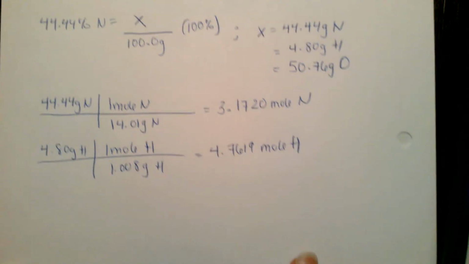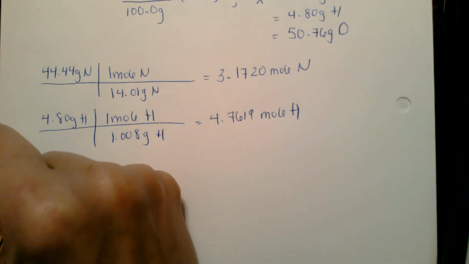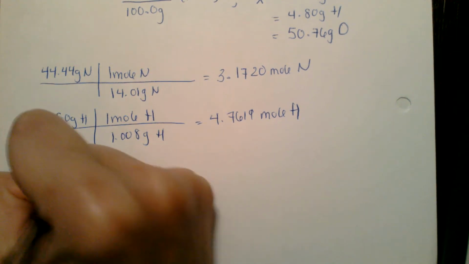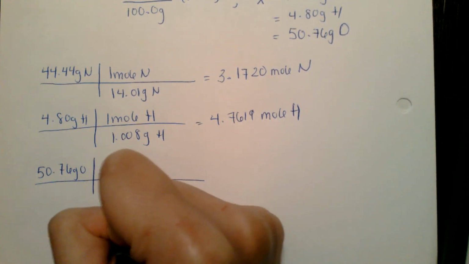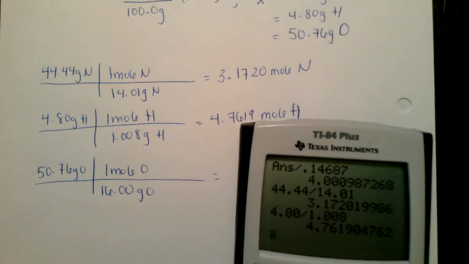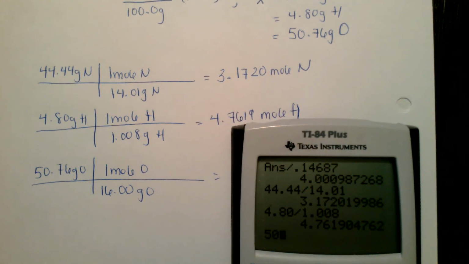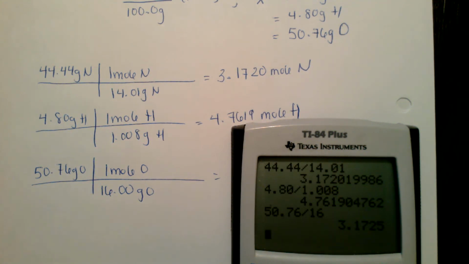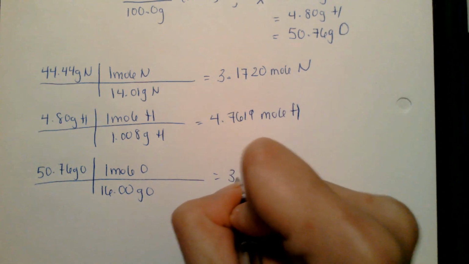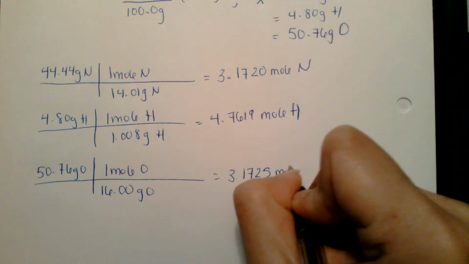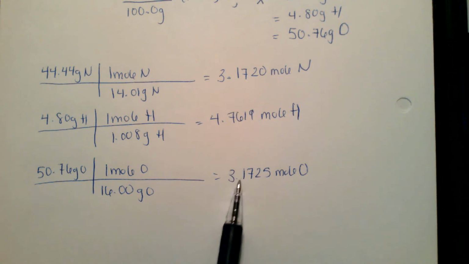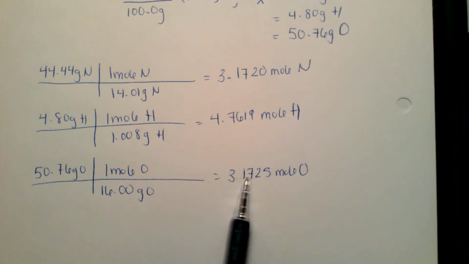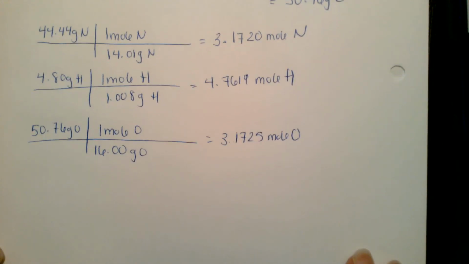And then finally, we can look at our oxygen. We have 50.76 grams of oxygen, 1 mole of oxygen for every 16 grams of oxygen. Okay, so last here, 50.76 divided by 16 gives us 3.1725. Okay, so it looks like, similar to our previous problem, that these two are the same. So whatever moles of nitrogen we have will be the same as for oxygen.